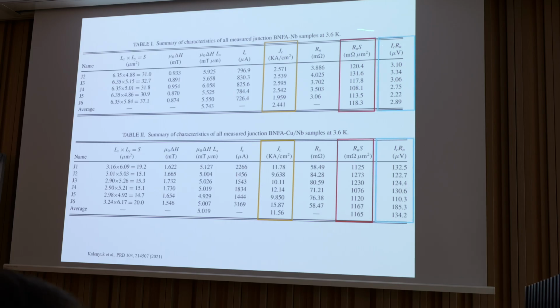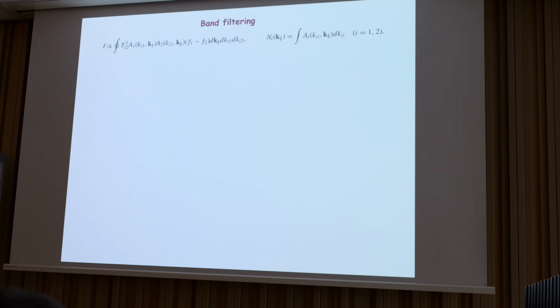And as a result, the ICRN product increased by a factor of 60 when we introduced the copper interlayer. Okay, so in order to understand what is going on, let's remind ourselves how the tunneling into a multiband superconductor would look like. So we will have to integrate spectral functions now as a function of momentum, because now we have to take into consideration a complex structure of the Fermi surface.